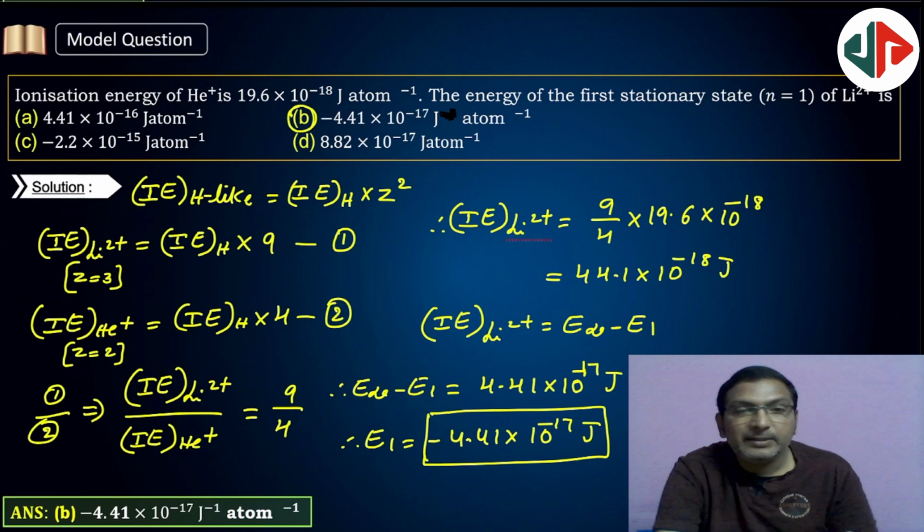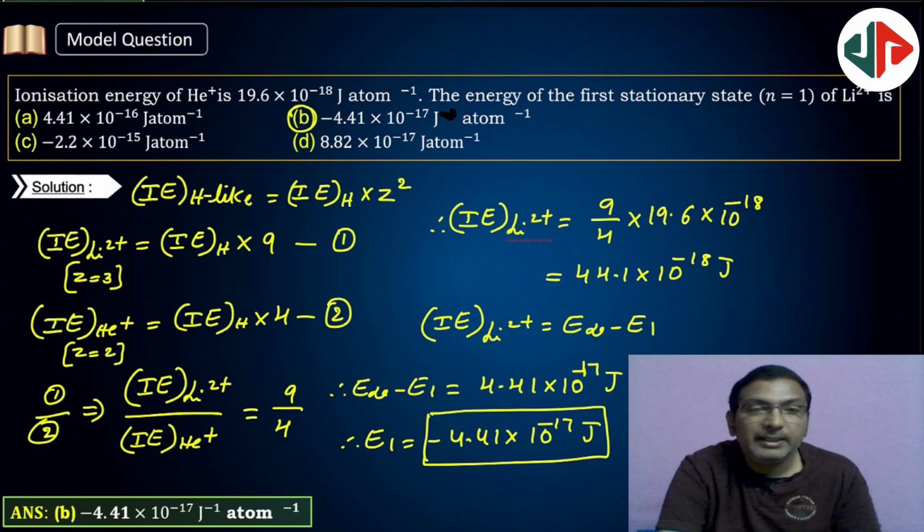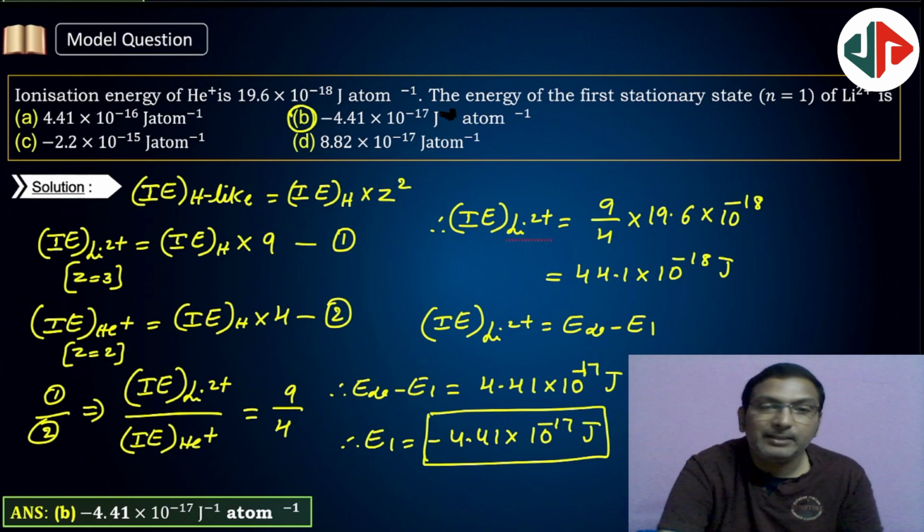First expression is very important. Ionization energy of any hydrogen-like species will be equal to ionization energy of hydrogen into Z square, where Z is the atomic number. For any hydrogen-like species, ionization energy will be equal to E infinity minus E1. From this, we are calculating the E1 value.